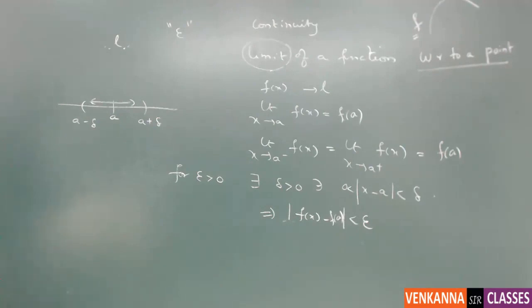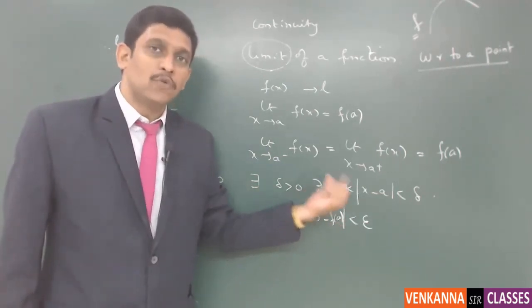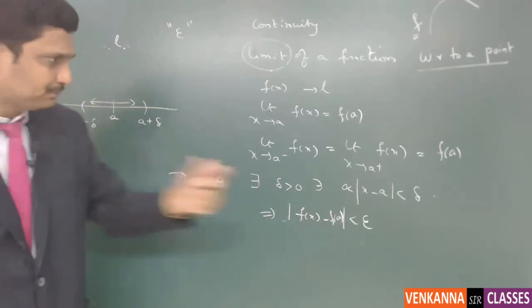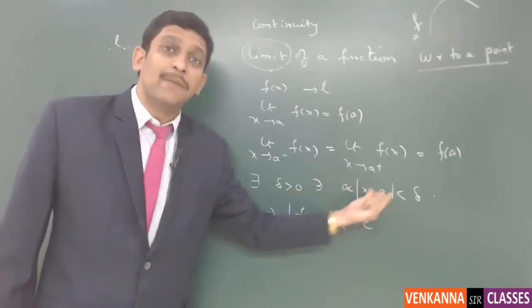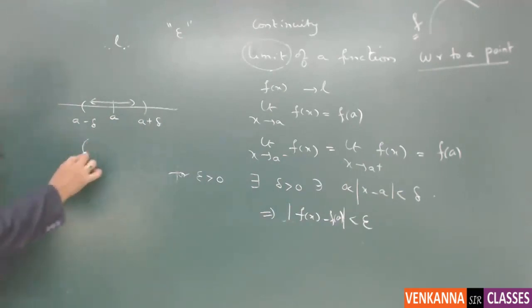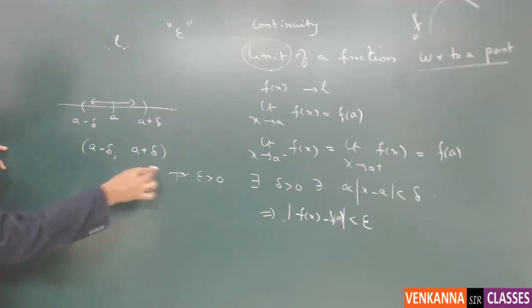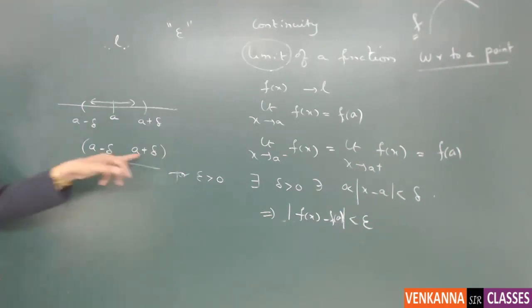So if you say that the function is continuous at the point a, it means that you are saying f of x and f of a are at most equal if you take a neighborhood of a with a gap of delta. So this interval a minus delta comma a plus delta, we call it the delta neighborhood of a. Okay.